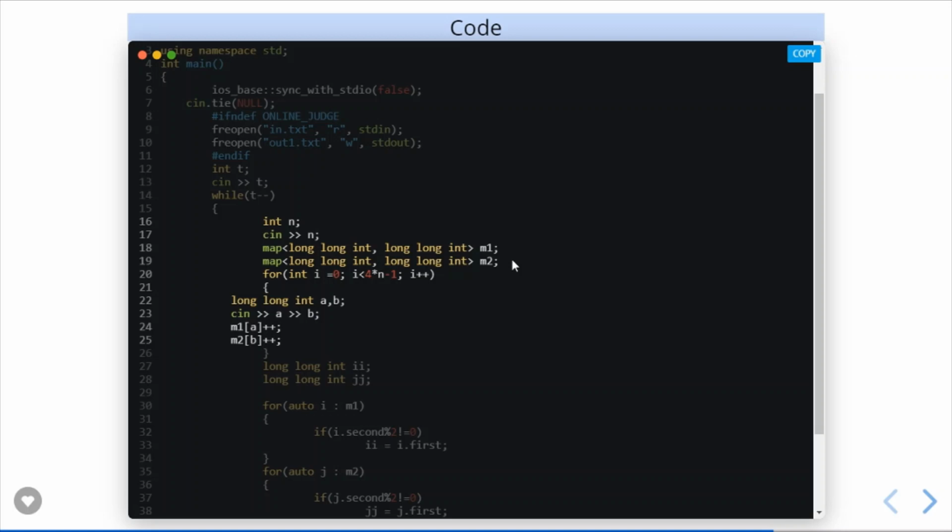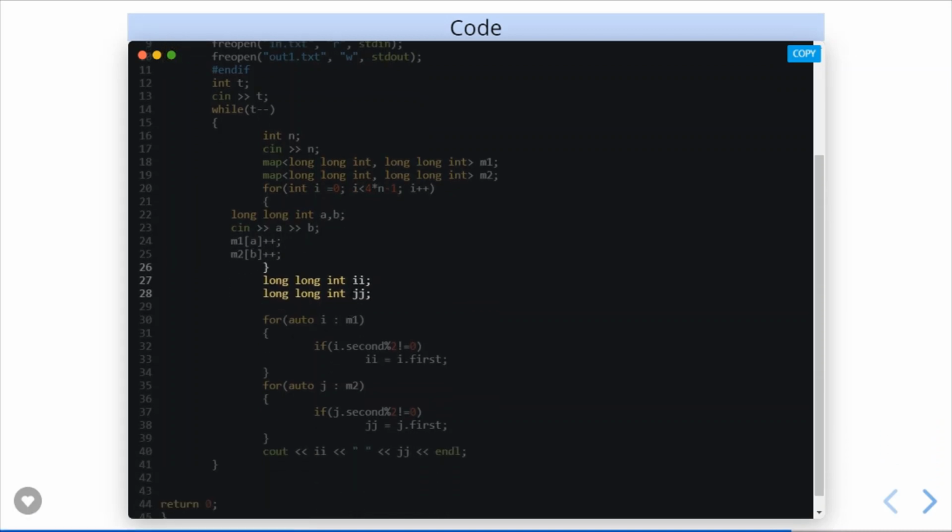So we'll take a map in this question, and we'll run a loop for 4 into n-1 times as given in the question, and take the inputs a and b. Now we'll store the frequencies of these inputs a and b in map1 and map2 for the x and y coordinates respectively.